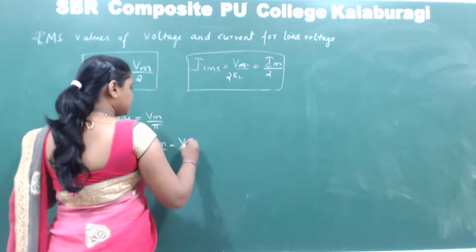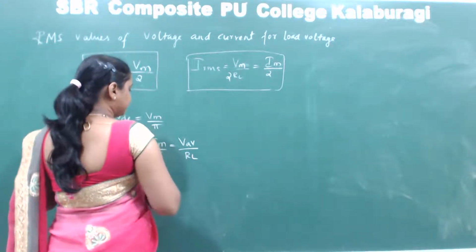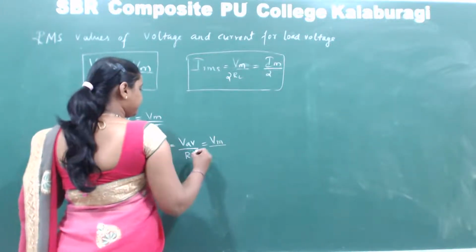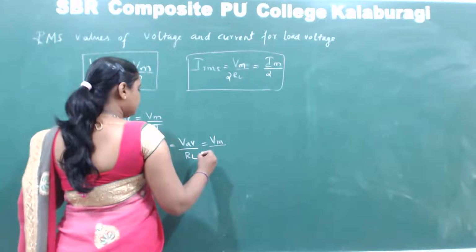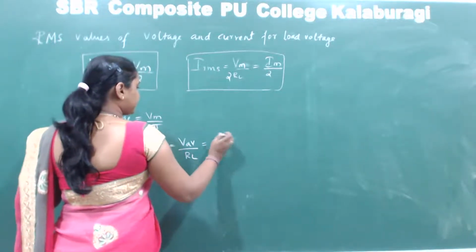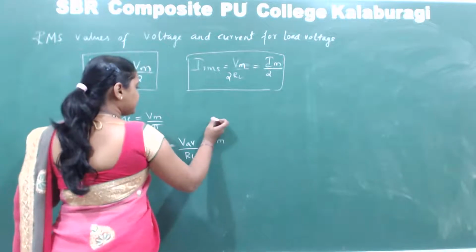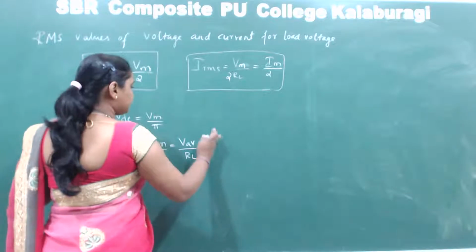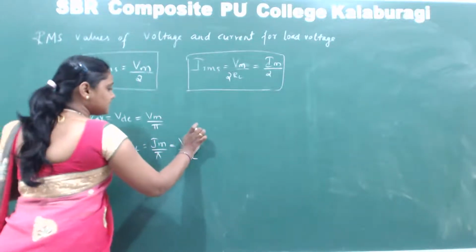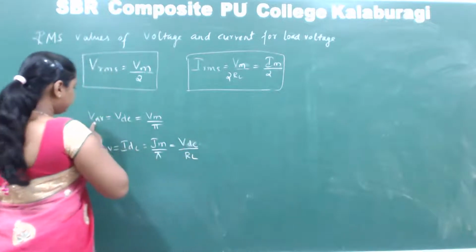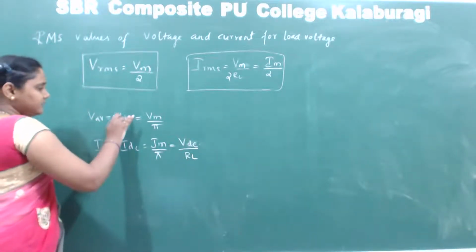and I average is also called IDC, where it is given as Im by pi, or otherwise V average by RL. Otherwise, I average can be written as VDC. As we have seen, V average is nothing but VDC.